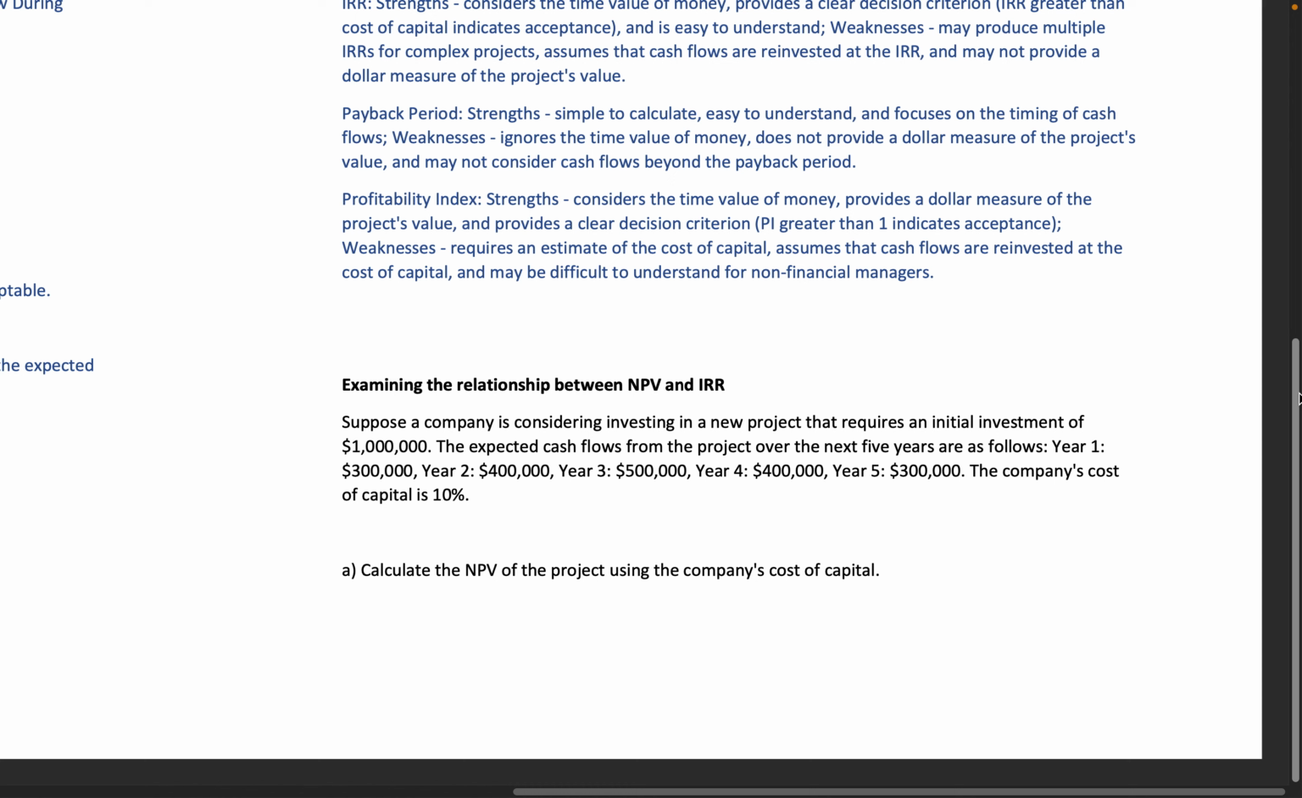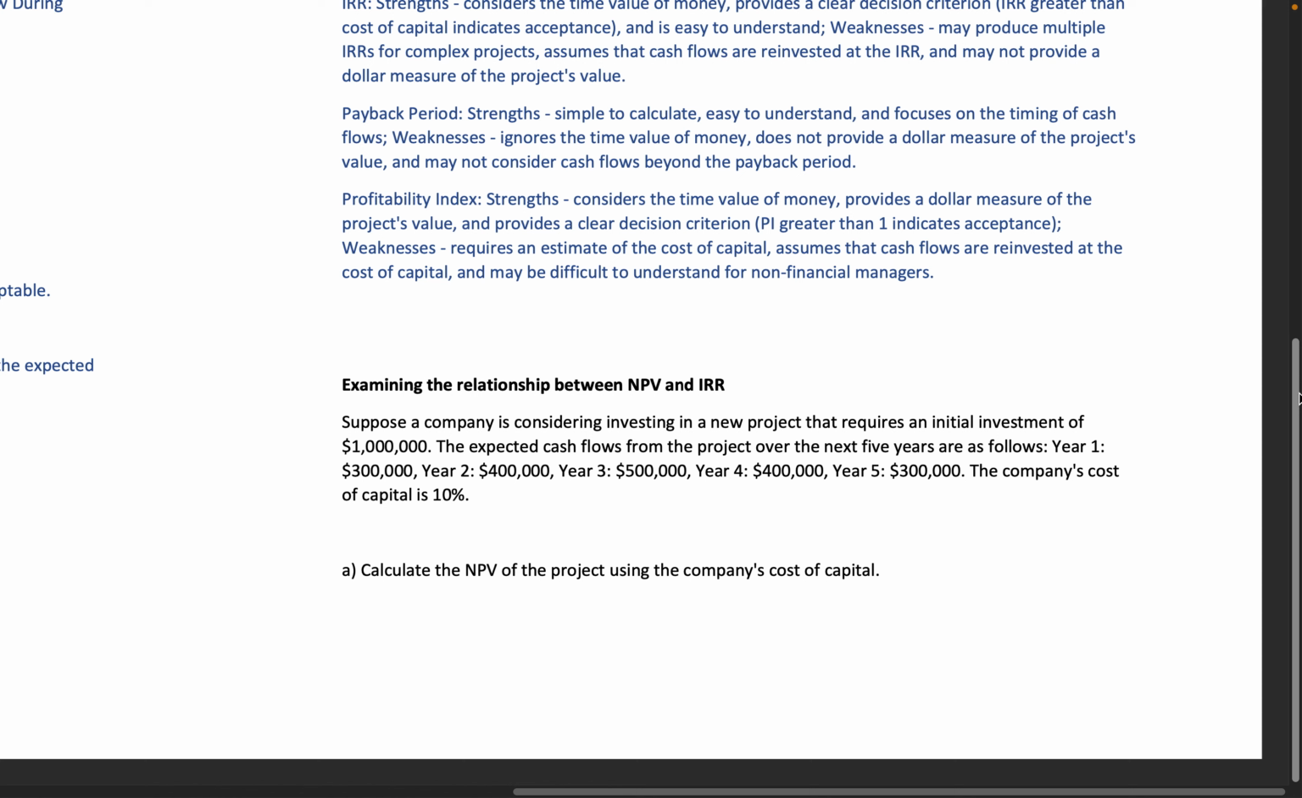Let's look at the next question. This question looks at the relationship between NPV and IRR. Suppose you are a company considering investing in a new project that requires an initial investment of $1 million. Your expected cash flows are year 1, 300; year 2, 400; year 3, 500; year 4, 400; and year 5, 300. The cost of capital is 10%.